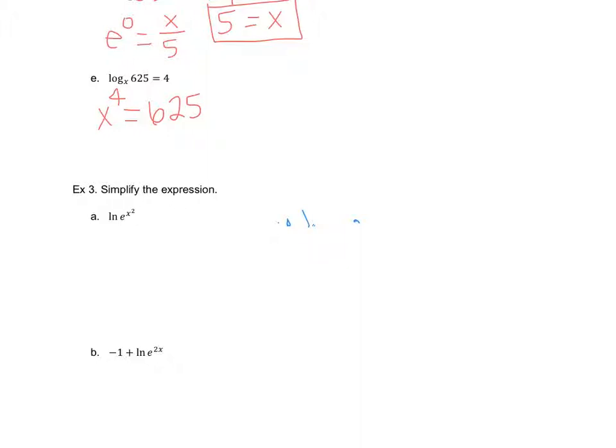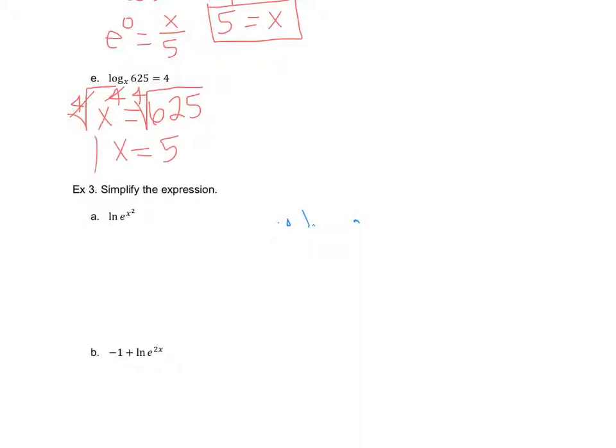Now, what do I do to solve for x? It's raised to the 4th power, so I'm going to need to undo that 4th power by taking the 4th root to cancel it out. So what you do to one side, you do to the other. So we're actually going to take the 4th root of 625, and that is going to give me the answer of 5.